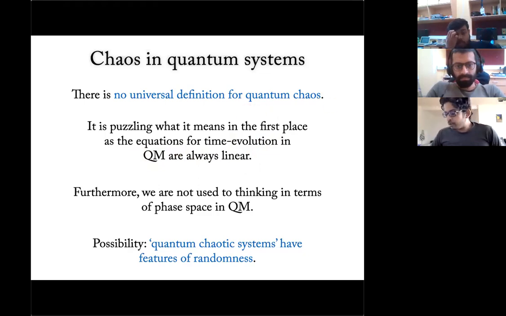And furthermore, it is difficult to readily generalize the ideas from classical chaos to quantum chaos, because we are not usually used to thinking in terms of a phase space in quantum mechanics. The phase space is non-commutative in quantum mechanics, so it's not a very clear notion. Although some formulations exist, we are not going to take that route. One possibility is that quantum chaotic systems have some features of randomness. So that's the idea, and let's see what we actually mean by this.